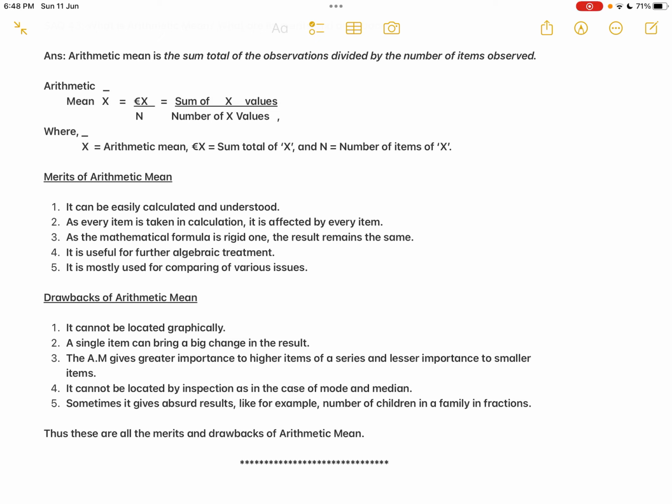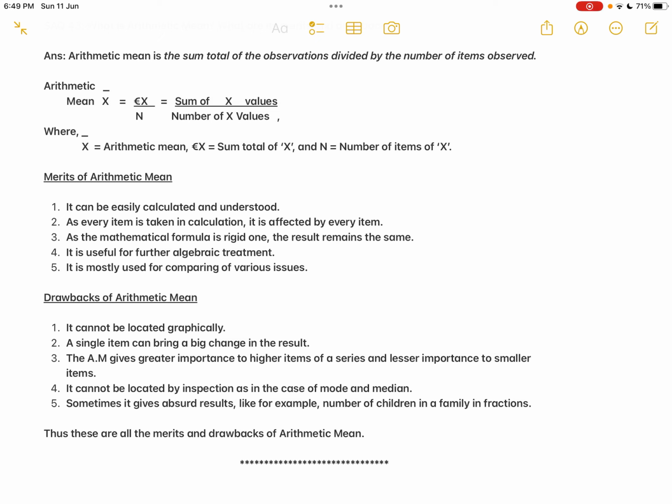Then the fifth one, it is mostly used for comparing various issues. Very useful. What is the average marks obtained by different classes? What is the average runs scored by different batsmen in different matches? Like that, this average is very useful for comparison. So these are all the merits of arithmetic mean.